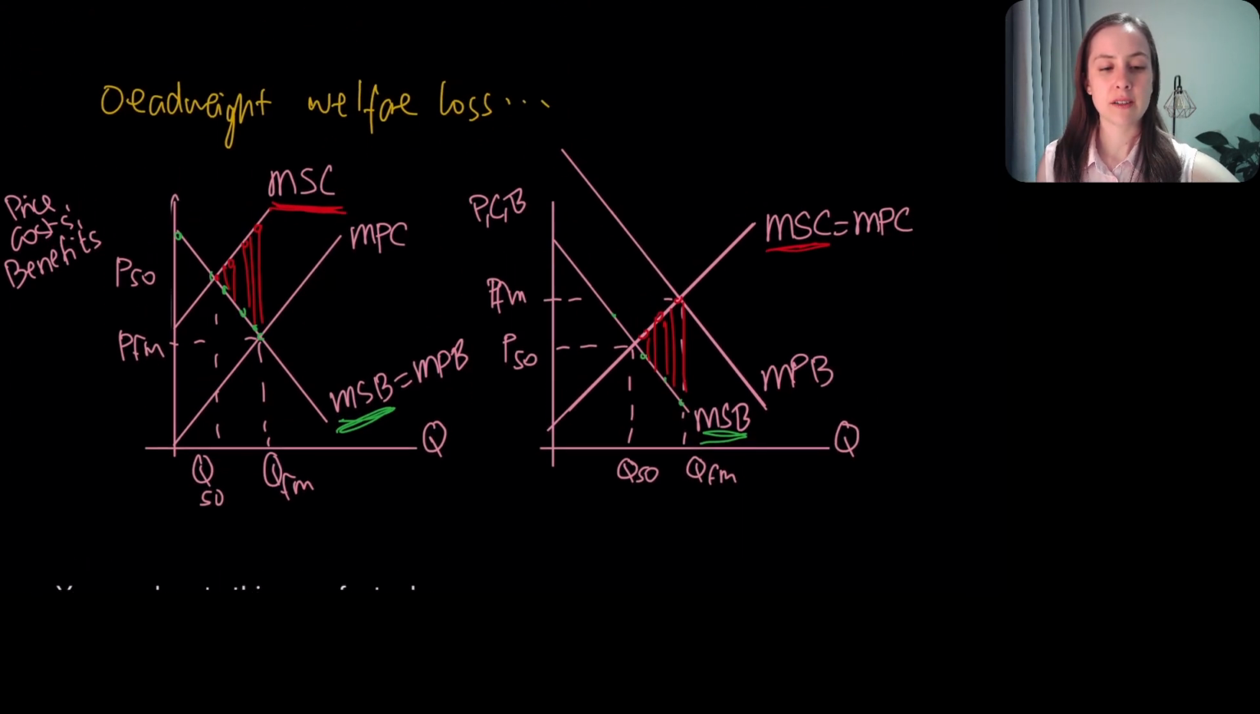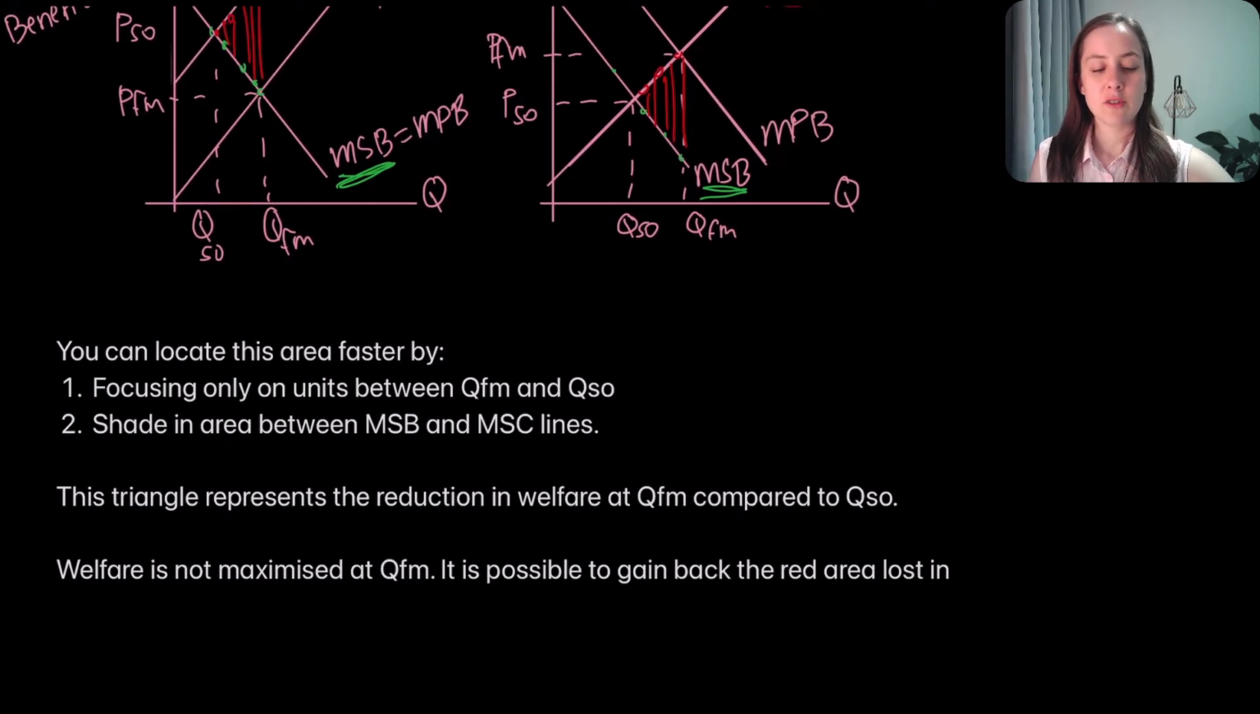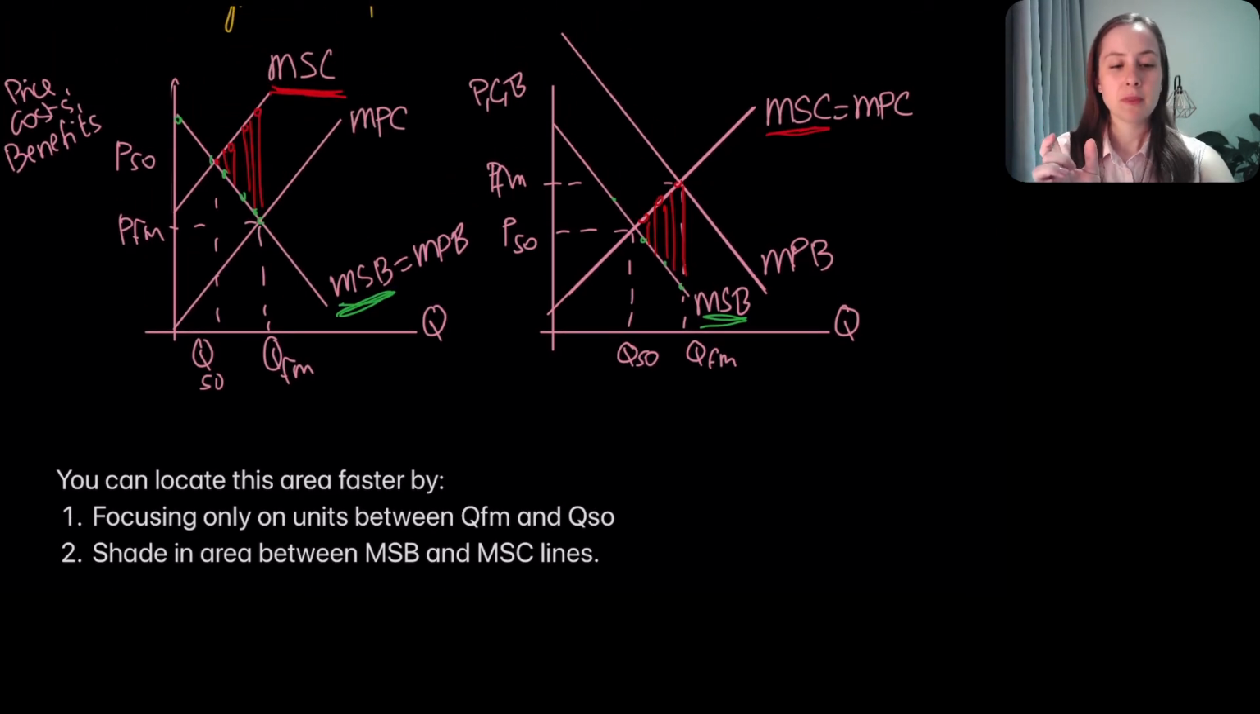And that's why the welfare loss, if you were to only produce or consume QFM, is the red area, because that indicates that welfare has been lower than the social optimum by that red area. Lots of people like a shorthand way to figure out where that triangle is. Here I've got the steps. Just look at the quantity between QFM and QSO. Ignore everything else on the graph, and only between that quantity, highlight the shaded area between MSC and MSB.